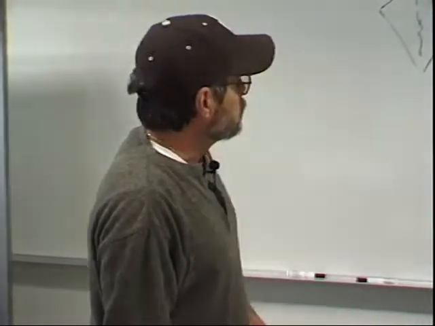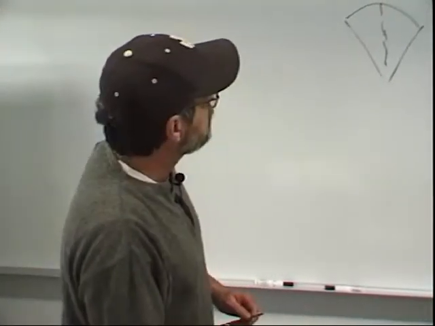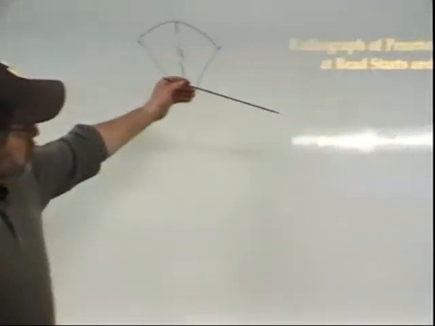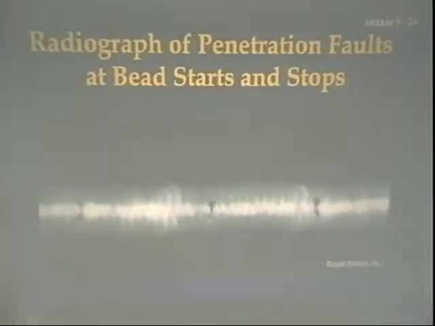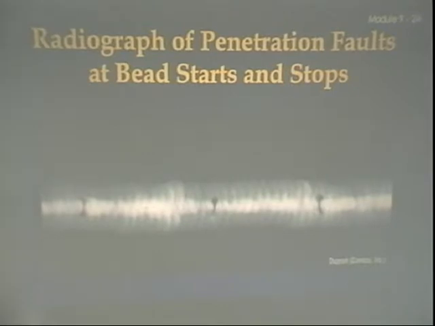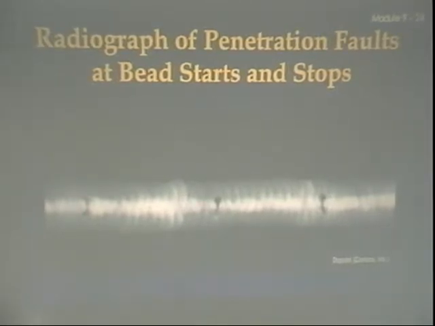Bullet by where it says figure 9.20 has the appearance of slag inclusions, but is actually penetration faults at the starts and stop areas. Oops, don't know if you guys have this one. Here we go. This is an x-ray. This is on the next page. This is on page 913, the very top radiograph.